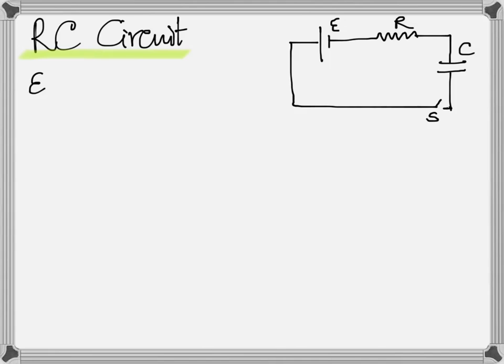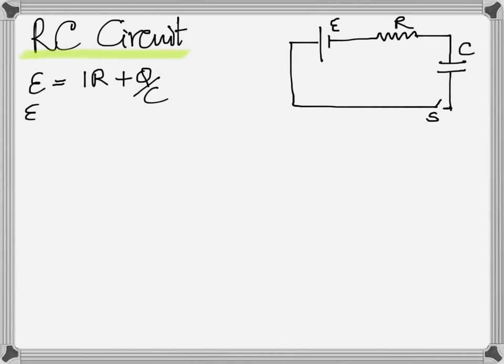So at any point, if we say that the current through the resistance is I, and at that point the charge on the capacitor is Q, we can set up an EMF equation. It's Kirchhoff's second law. What will that equation look like? Will it look like this? E is equal to IR plus Q by C.